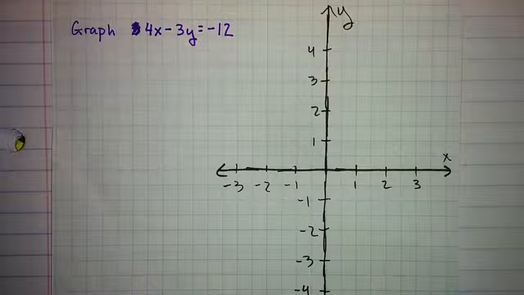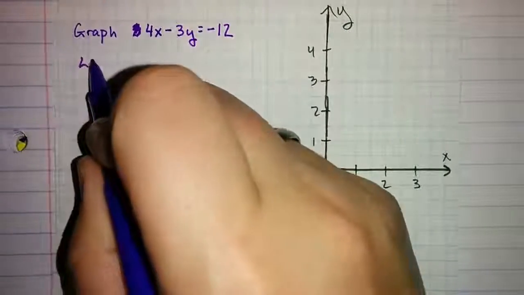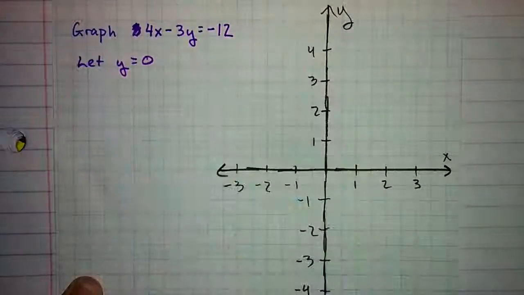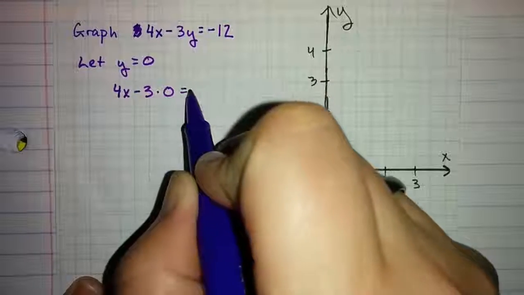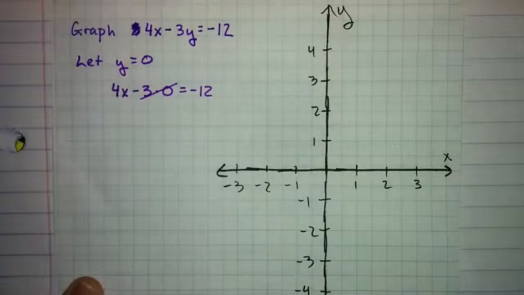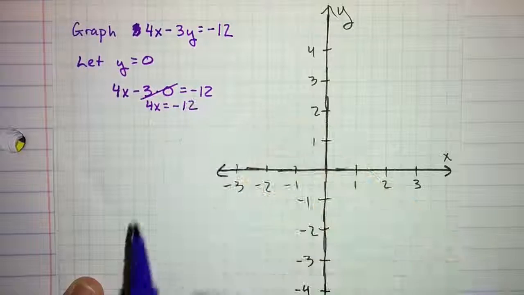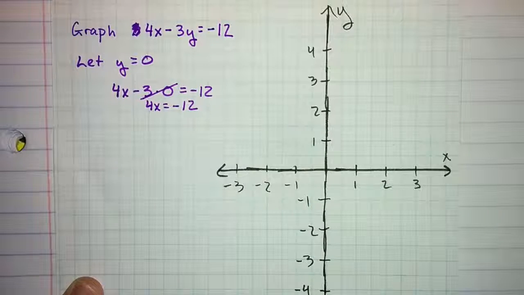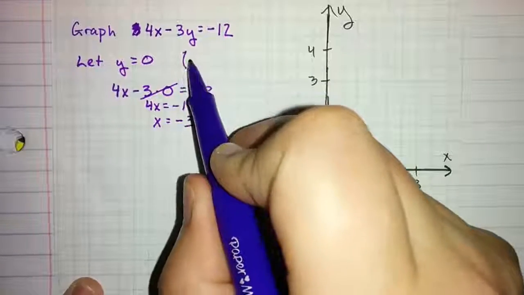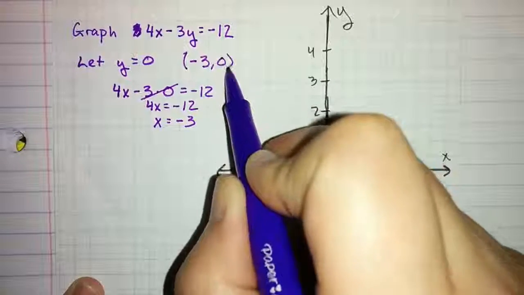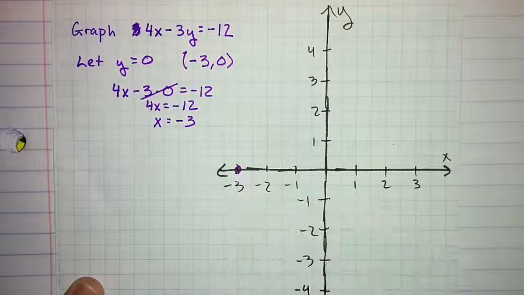Okay, well again, we're going to find the intercepts. We're going to start with the x-intercept, so let y be 0. Then we get 4x minus 3 times 0 equals negative 12. Again, 3 times 0 is 0. So this is just 4x equals negative 12. Dividing both sides by 4, we get x is negative 3. This will be the point x is negative 3, y is 0.